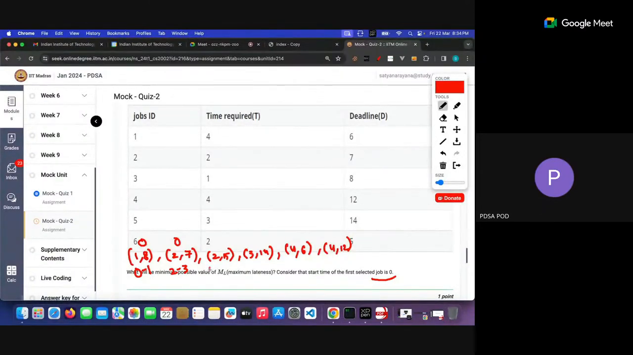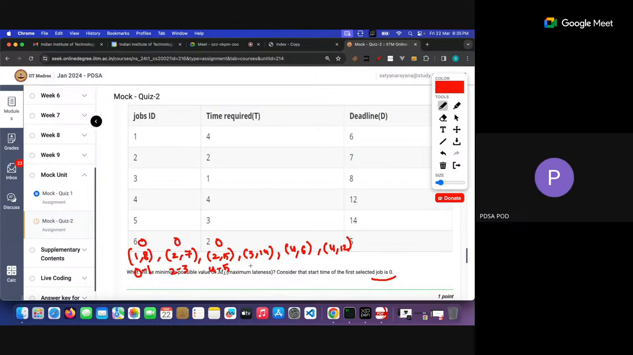So after that, this one is started at 4. Its required time is 2, so 4 and 5. Yes. So it's going to be latency 0. Fine. Then after it, 2 units: 4 is the starting time, 4 and 5, and the 2 units are over. Yes, including 4.